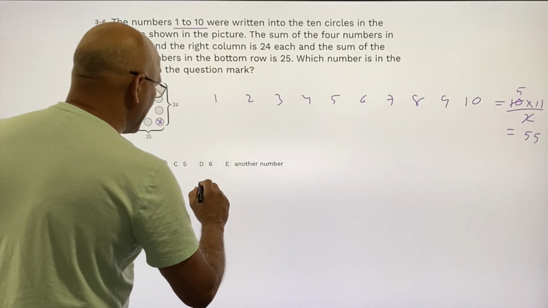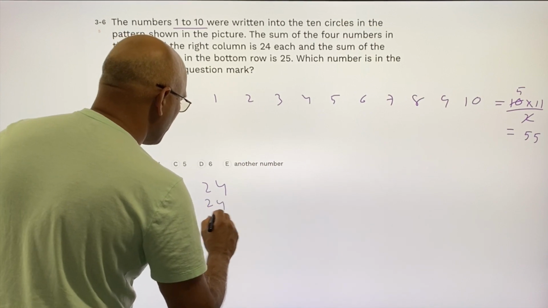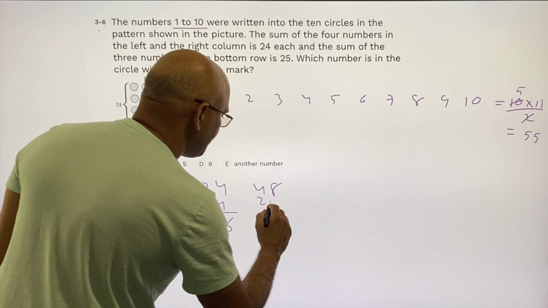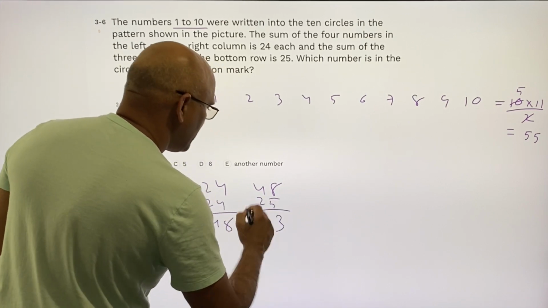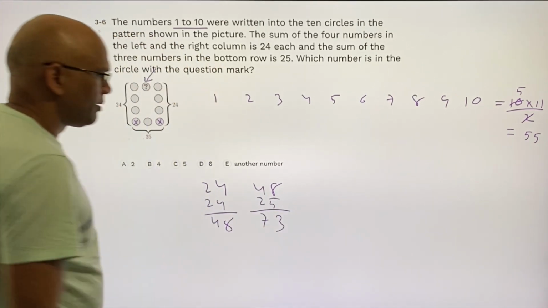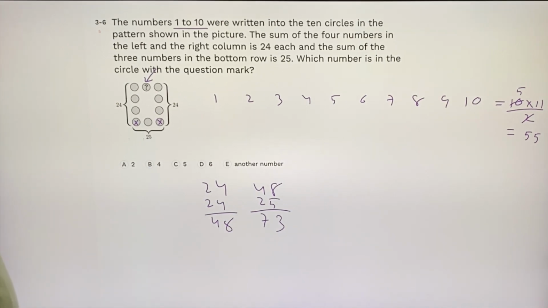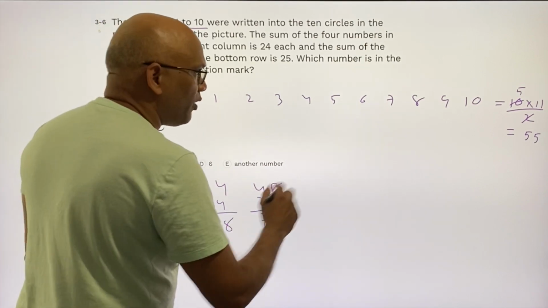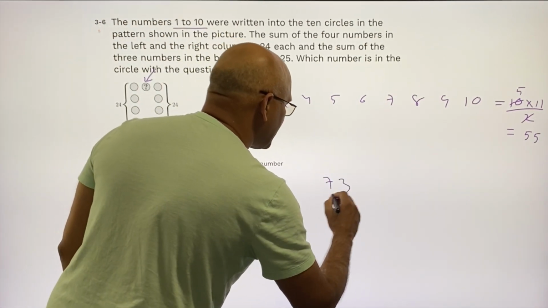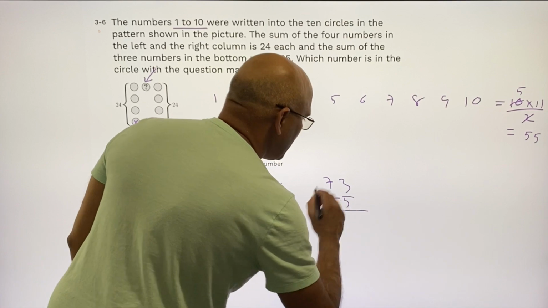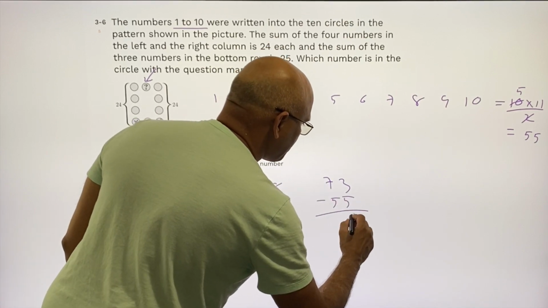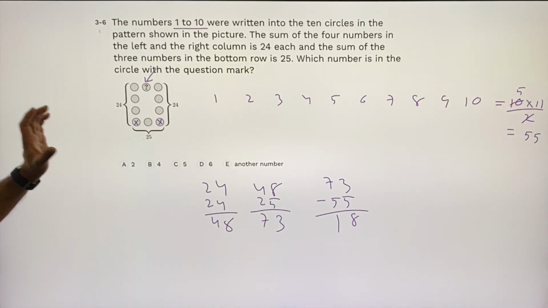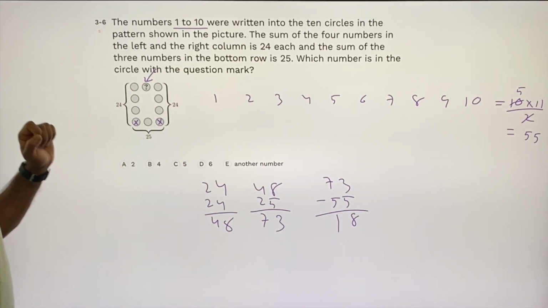Okay, first let me find out. So 24 plus 24 is 48. 48 plus 25 is 73. Okay, so 73. Now let me subtract 73 minus 55. So this is going to be 18.